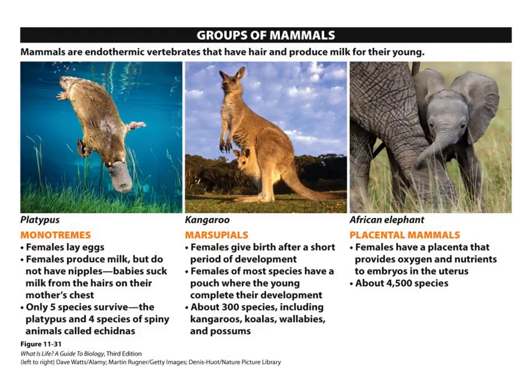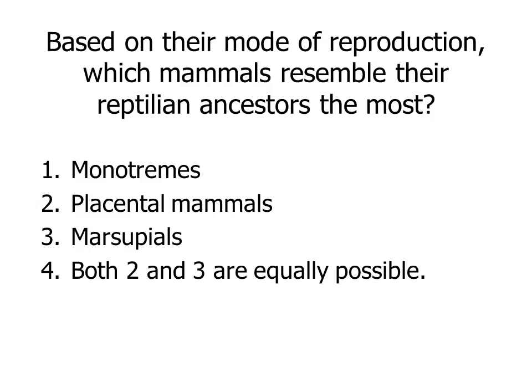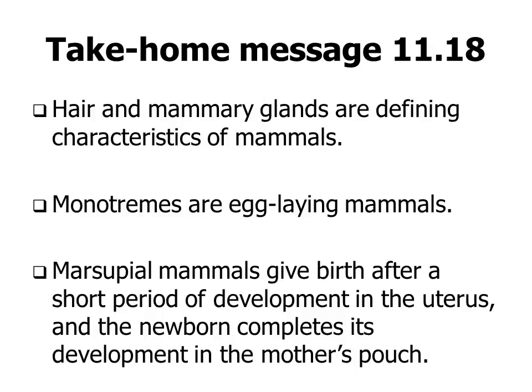The placenta has dense capillary beds that send projections into the wall of the uterus, where the fetus is surrounded by blood from the mother's circulation. So even within mammals, we have these 3 different categories: monotremes, marsupials, and placentals. Definitely know those. Based on their modes of reproduction, which animal resembles their reptilian ancestors the most? The answer is monotremes, because they actually lay eggs. Alright, know the defining features of mammals and the 3 different kinds.